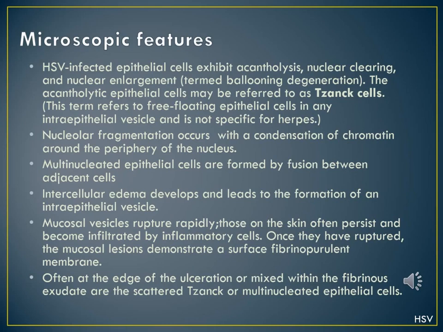In addition to that, mucosal vesicles rupture rapidly. Those on the skin often persist and become infiltrated by inflammatory cells. Once they have ruptured, the mucosal lesions demonstrate a surface fibrinopurulent membrane. Often at the edge of the ulceration or mixed within the fibrinous exudate are the scattered Tzanck or multinucleated epithelial cells.